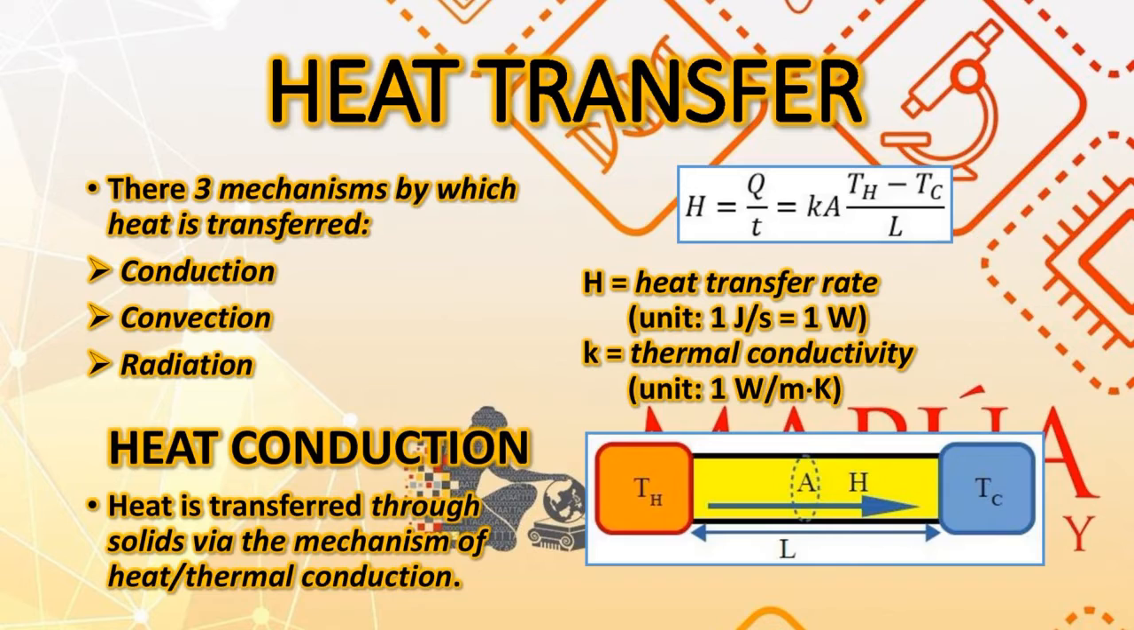General equation for H is Q over T, total heat transfer divided by elapsed time. For solids, heat conduction, heat rate H is equal to K A (TH minus TC) over L, where K is property of the material, the thermal conductivity of the material. It tells us how well a material is able to transfer or allow heat to pass through. Unit is watts per meter Kelvin.